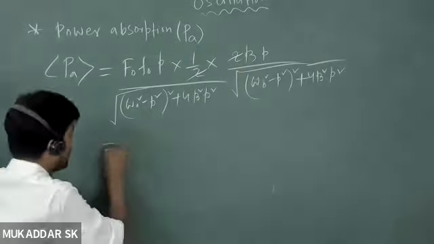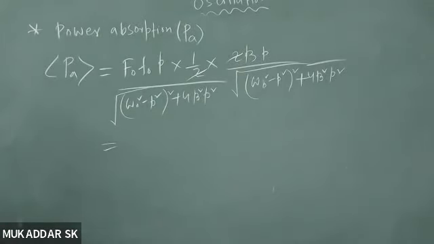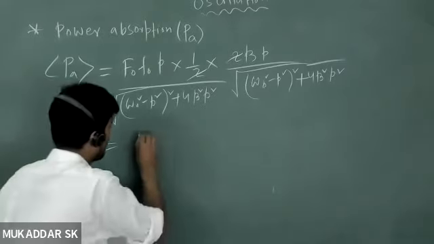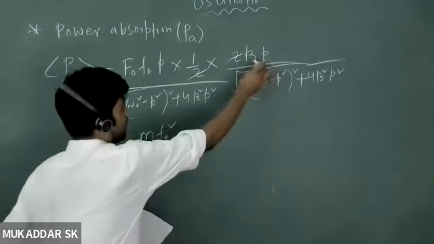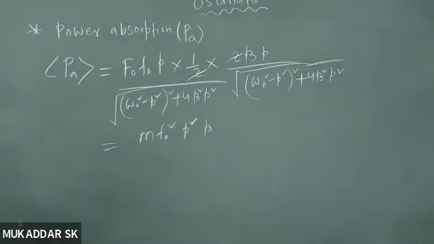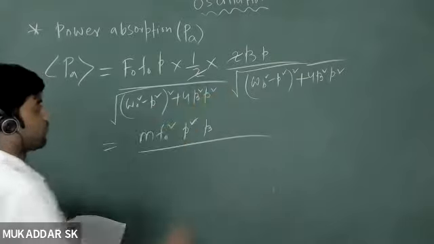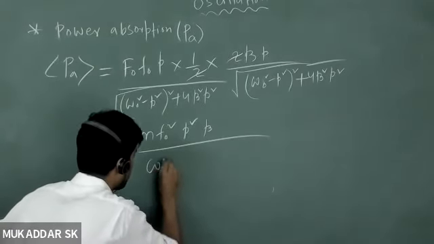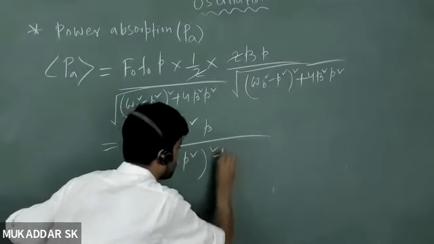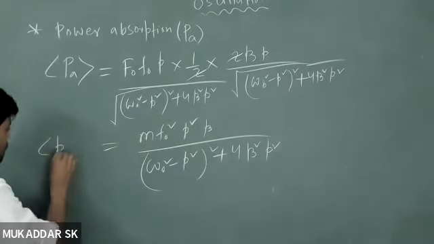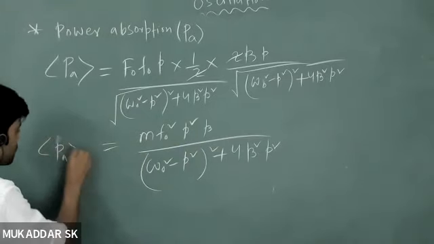So finally we'll get capital F naught, that is the force amplitude, which I can write in terms of small f naught. Capital F naught is nothing but m into small f naught. So if I substitute this value, I'll get m f naught square, and you have p here, p here, so it will be p square beta. The square root will be cancelled because two terms are there. You will get omega naught square minus p square whole square plus 4 beta square p square. So this is the time average of power absorption.